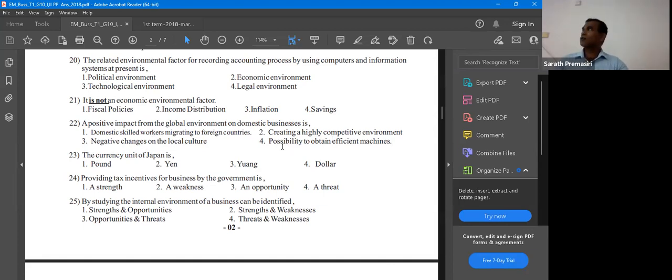And the answer is number four. Currency of yen, Japan, yen.